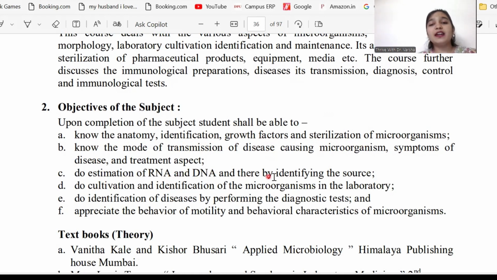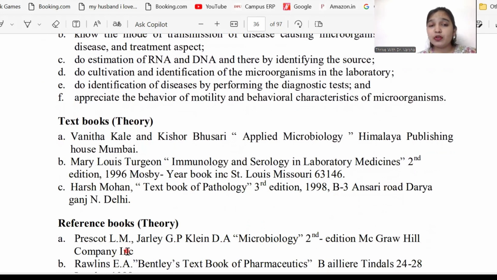Do estimation of RNA and DNA and thereby identify the source of those. Do cultivation and identification of microorganisms in the laboratory. Do identification of diseases by performing diagnostic tests, and appreciate the motility and behavioral characteristics of microorganisms. Textbook: first is Vanita Kare and Kishore Busari, Applied Microbiology, Himalaya Publishing House, Mumbai. You can refer to that, it's a gold standard book. Harsh Mohan is also there. And if your professor guides you to refer to this or that book, you can refer to that. Just go by whatever they tell you.